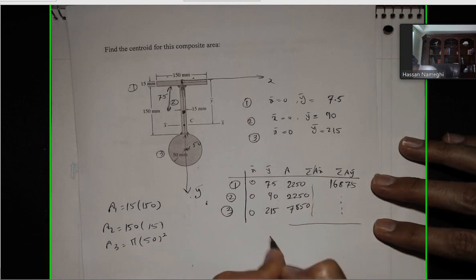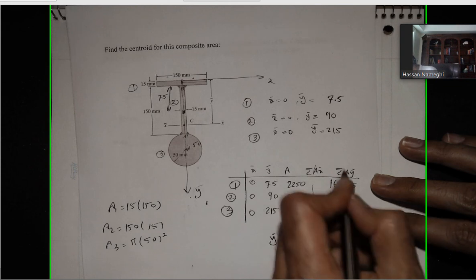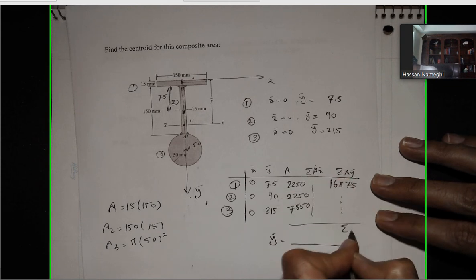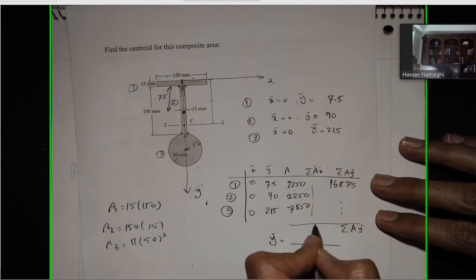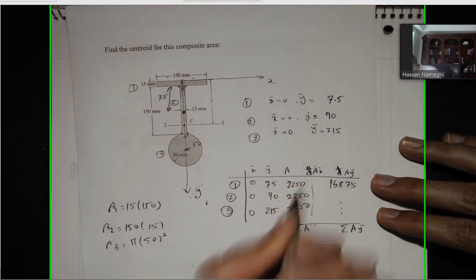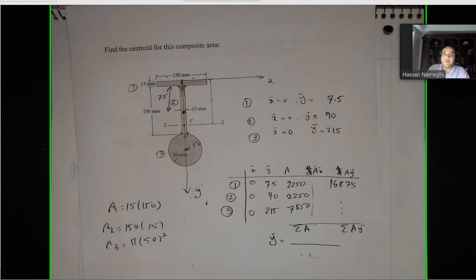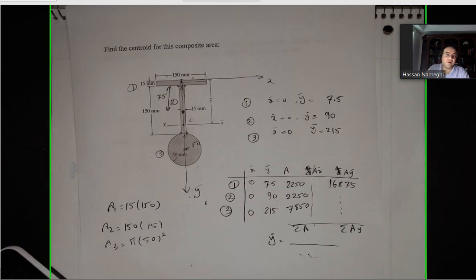So your y bar will be equal to the sum of the a y bar values that you got from here. Again, there is no sum in there, right? The sum can come to the bottom. And then you find the sum of a here. So there is no sum here, there is no sum here. The sum will be at the bottom. That's how you can calculate y bar. So I'm done with the first lecture about how to find the centroid of composite shapes.